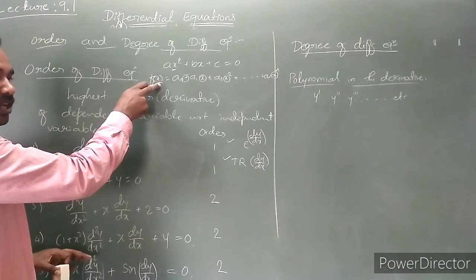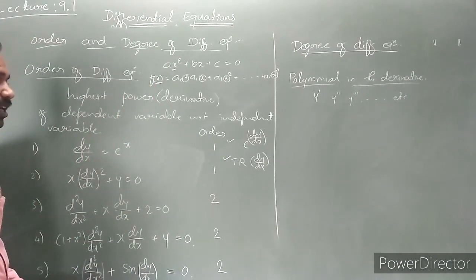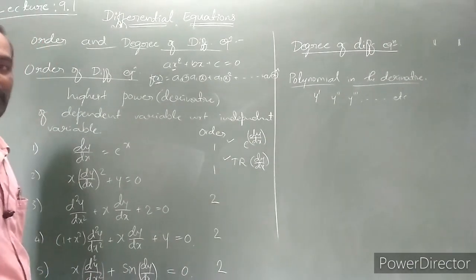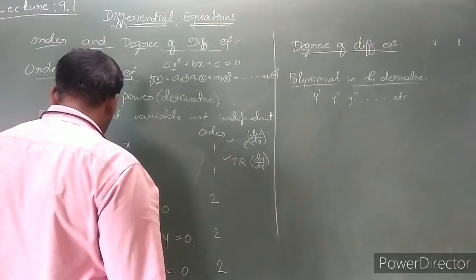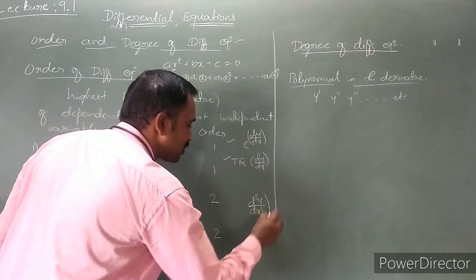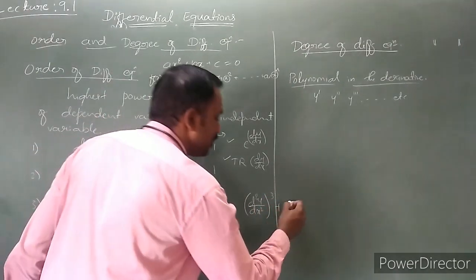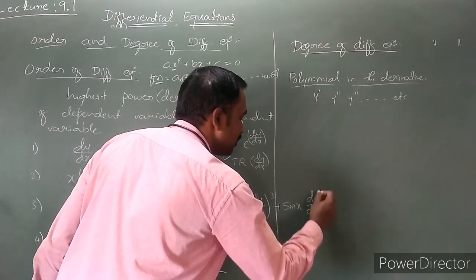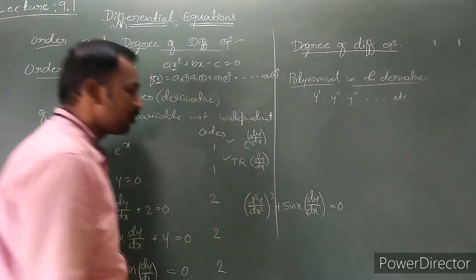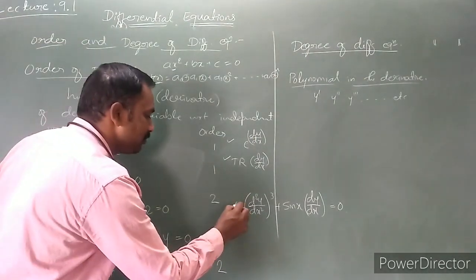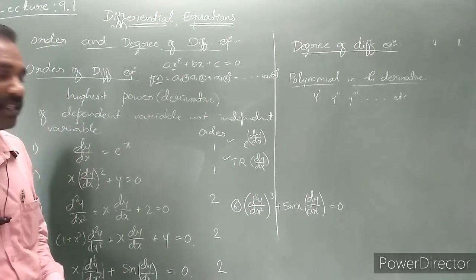Just compare this polynomial equation and this one. Is that clear? I hope you are clear about this one. And one more equation I will write. Tell me whether that is a polynomial in derivative or not. (d square y by dx square) whole cube plus sine of x into dy by dx is equal to 0. Is this equation a polynomial in the derivative?